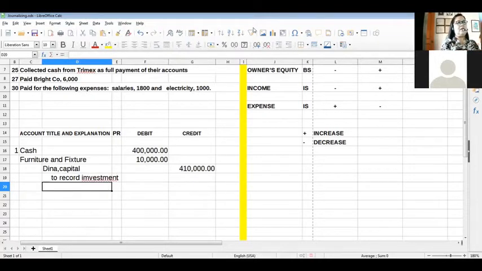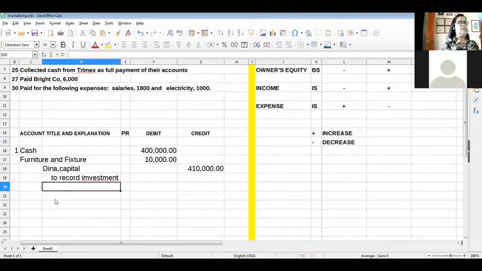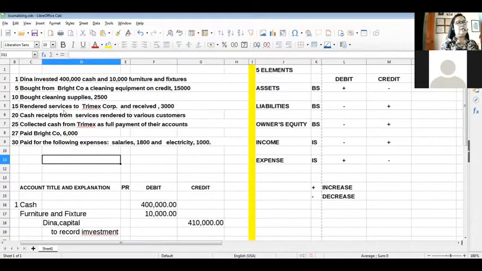Okay. So, kaya ang sabi niya, account title and explanation. Okay. So, now let's move to another transaction. March 5, bought from Bright Company a cleaning equipment on credit. In Tagalog, si Dina Linis Company ay bumili ng equipment kay Bright Company pero utang.